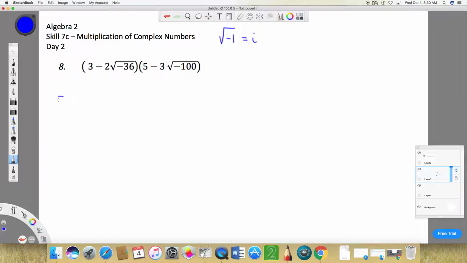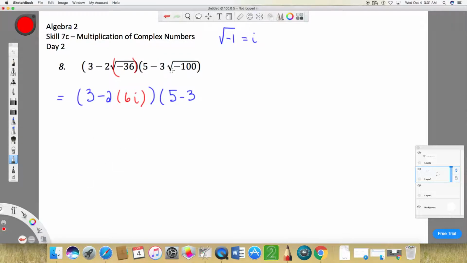So let's come in and first take a look at these negative radicands. The square root of -36, like we say, this negative sign introduces i. 36 is a perfect square. The square root of 36 is 6. So you keep, here we're multiplying by this 2, and we have subtraction. And over here we have subtraction, and we're multiplying by this 3.